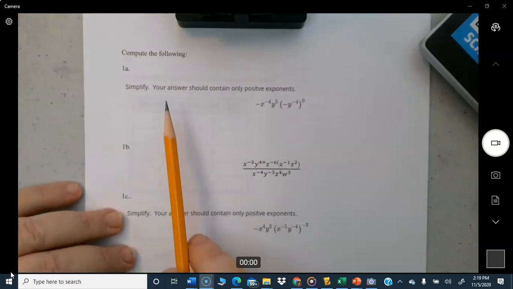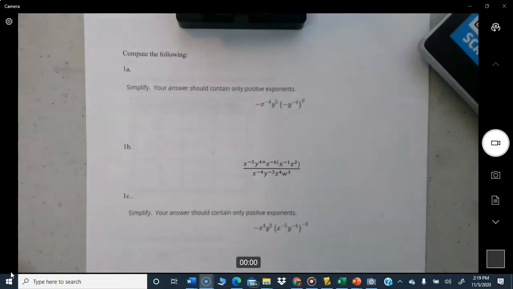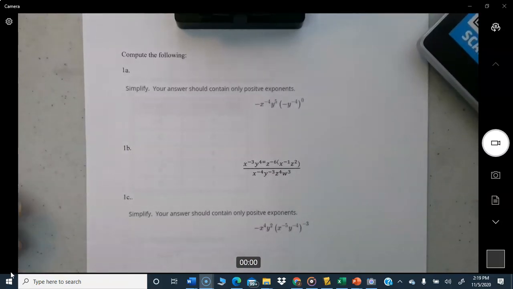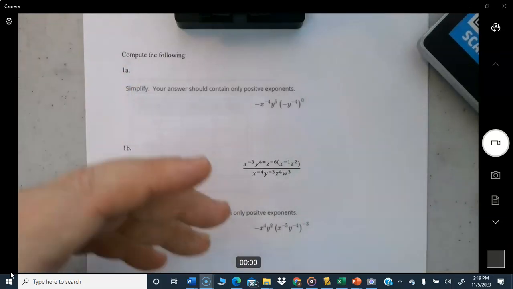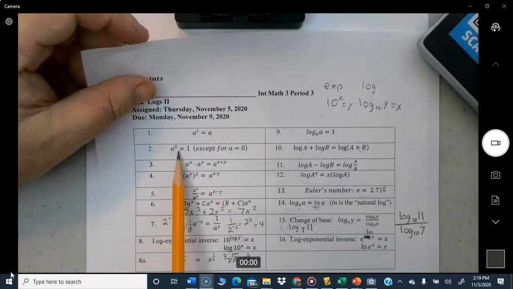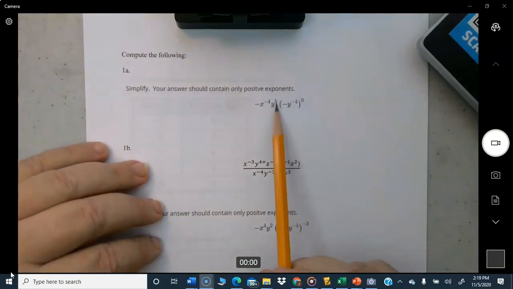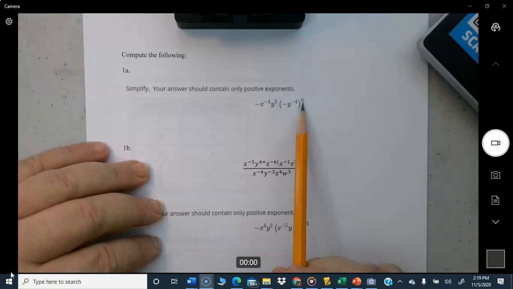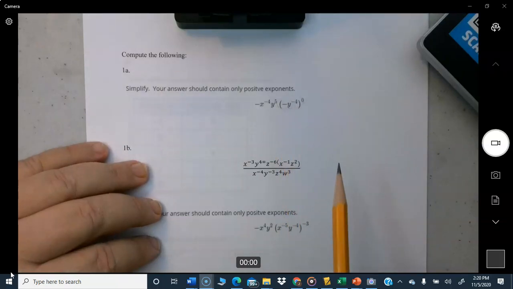So 1.01, and it says simplify. Your answer should contain only positive exponents. Depending on what you're doing, you have positive or negative, but generally you want to end with positive exponents. Okay, so a couple principles to remember. Anything raised to the 0 power gives you 1, except 0. So what we see here is everything in parentheses is raised to the 0 power. So as long as y does not equal 0, because that would make this entire parenthesis go to 0, then this is going to be 1. Everything inside of this raised to the 0 power is 1, as long as y doesn't equal 0.